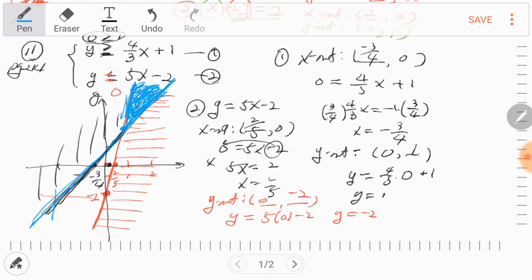I made another mistake, a terrible mistake. So when we select the area, make sure that if a point satisfies the inequality, then the area containing the point is the solution. If the inequality is false, then the other side is the solution. So in this case, the solution is this blue part.